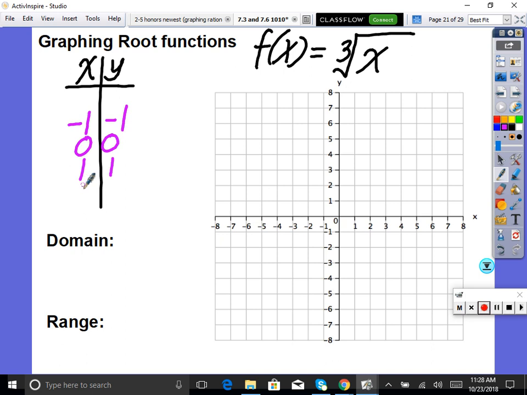3, 4, 5, 6, 7, 8. Cube root of 8 is? So the cube root of negative 8 is? Negative 2. So the domain is, I can plug anything in. Our domain is all real numbers, right? I can plug anything into odd roots.